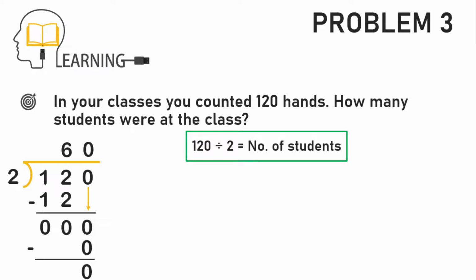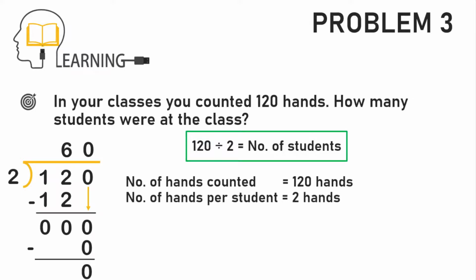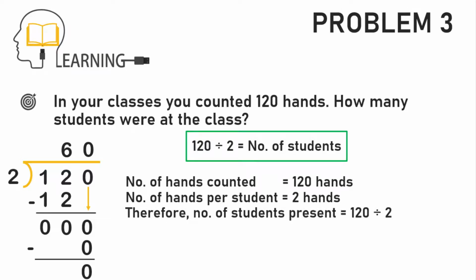So now let us look at the statements. It should look like the following: number of hands counted equals 120 hands. Number of hands per student, that means the number of hands each student has, equals 2 hands. Therefore, number of students present equals 120 divided by 2, which we found the quotient to be 60 students.